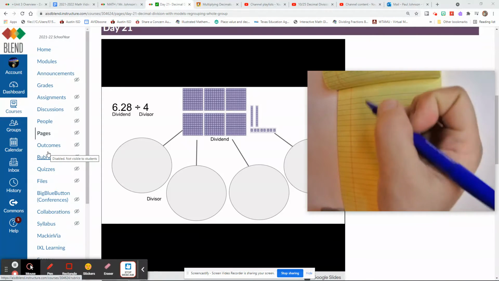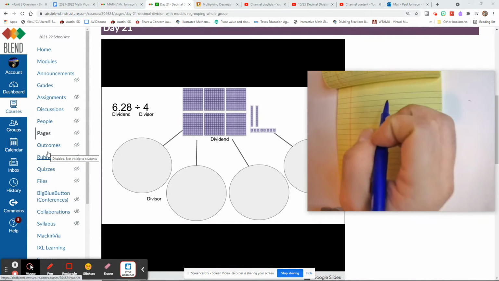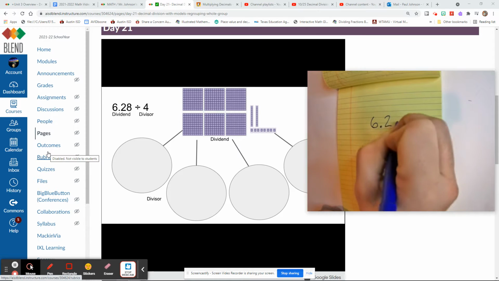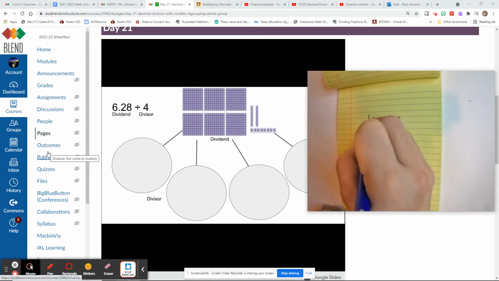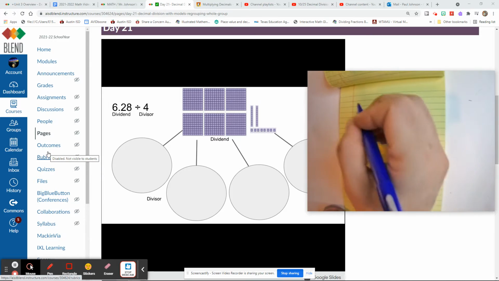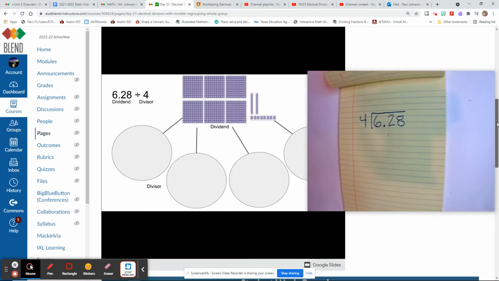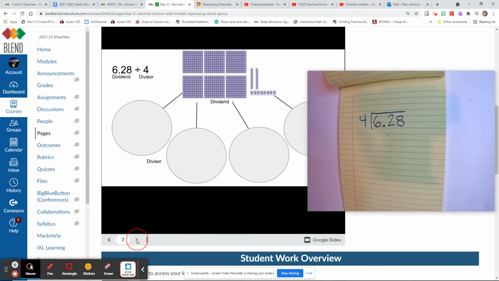Alright, so let's check out the algorithm because it always works. So we have 6 and 28 hundredths divided into 4 equal groups. Alright, now I don't even know if they did the pictures for us. I doubt they did because I think that was all the slides. So I'll draw the picture too after we're done.